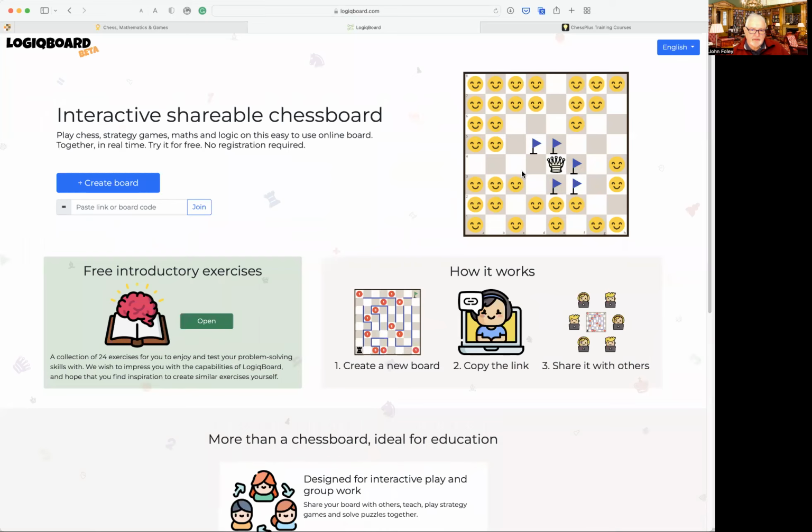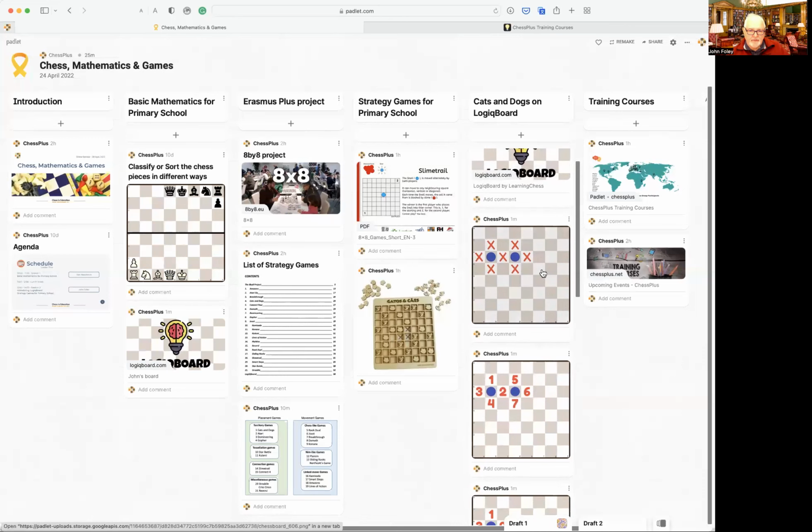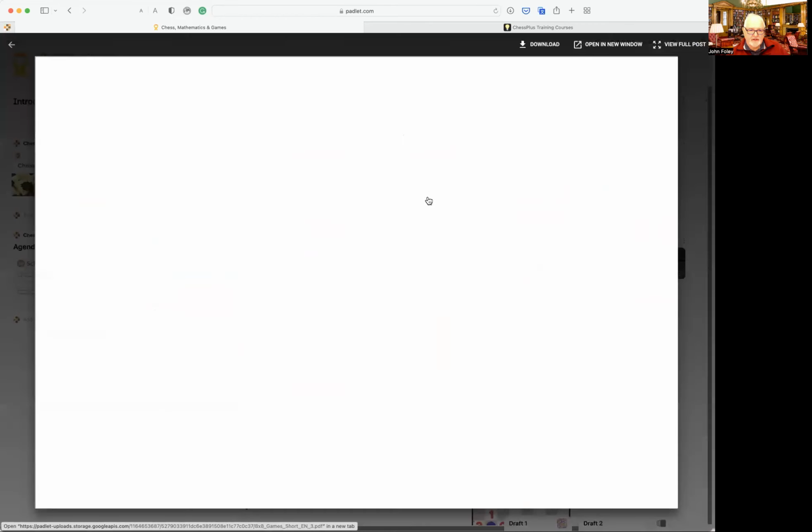So the Logiqboard is an interactive, shareable chessboard on which we can play all sorts of different games, and we can play cats and dogs on this board. But just before doing that, generated from the Logiqboard, I just want to discuss a little bit of strategy. What are the rules of cats and dogs?